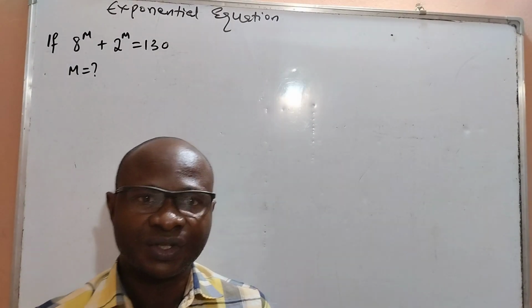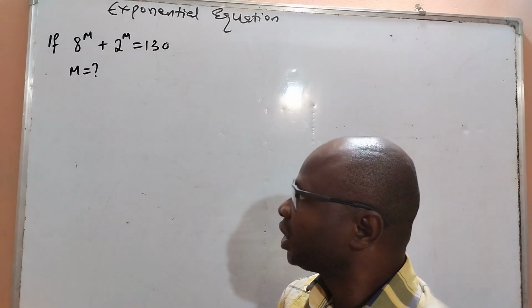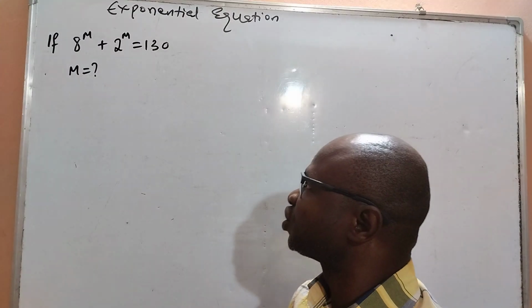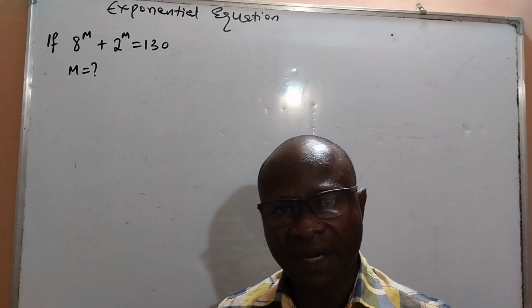Welcome, dear friends. We want to solve this exponential equation. If 8 raised to the power m plus 2 raised to the power m is equal to 130, then what is the value of m?